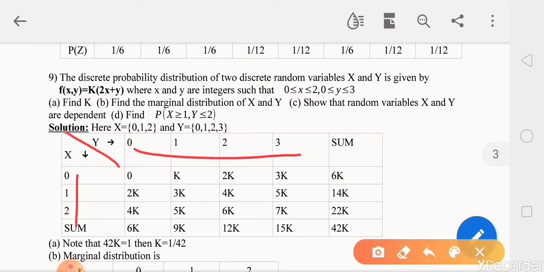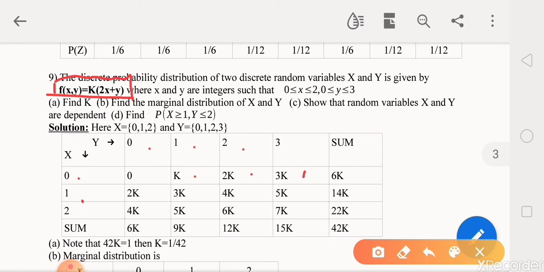when x equal to 0, y equal to 0, f is 0. When x equal to 0, y equal to 1, f is k. When x equal to 0, y equal to 2, f is 2k. When x equal to 0, y equal to 3, 0 plus 3 into k, so f is 3 into k. X equal to 1, y equal to 0.